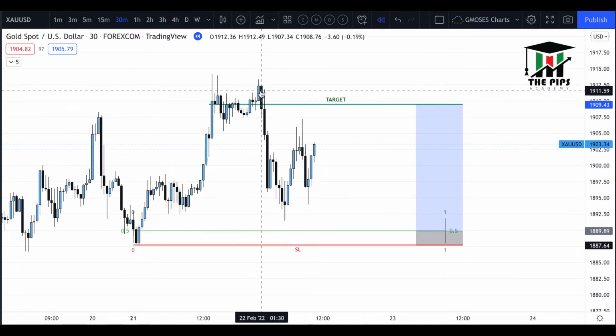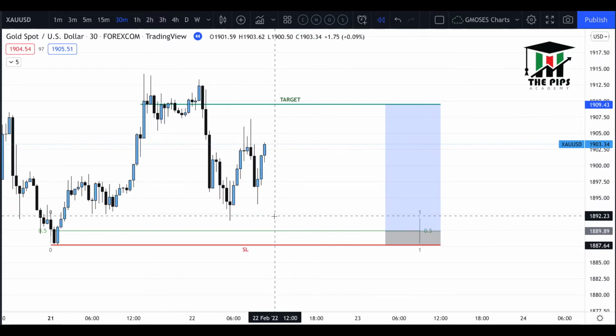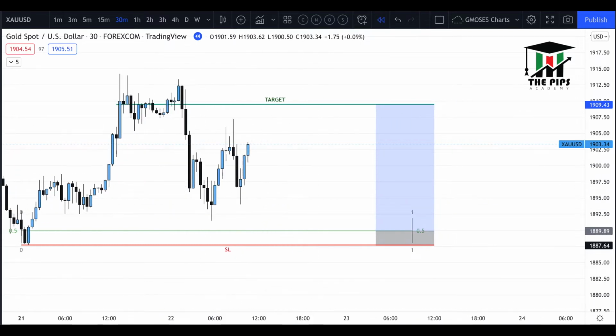So check this out. Price came down. When you have Wyckoff, it goes through these stages. It has 4 stages, phase A, B, C, and D. In phase A, basically it gives you these different points.